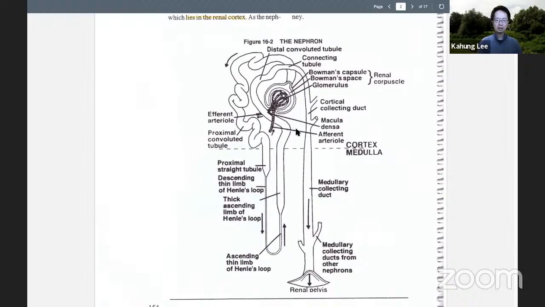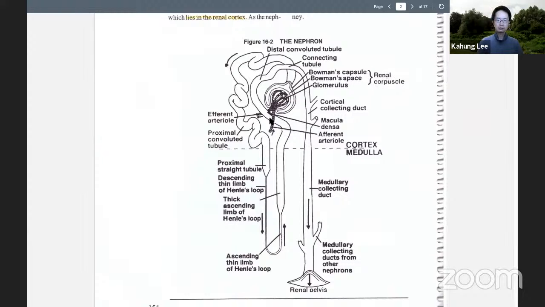The afferent arteriole will go into the capillary network. This capillary network is called glomerulus. Okay, glomerulus, it is surrounded by Bowman capsule, and then inside Bowman capsule is called Bowman space. Okay, but nowadays they don't call it Bowman capsule, Bowman space. They have a new name. Okay, they call it renal capsule, renal space, and then all together they're called renal corpuscles.